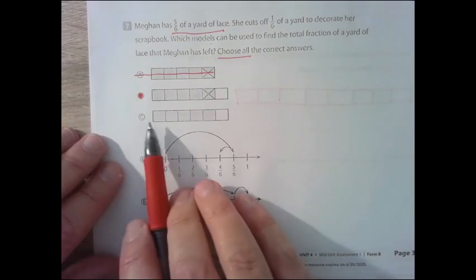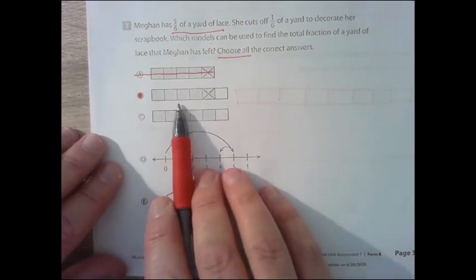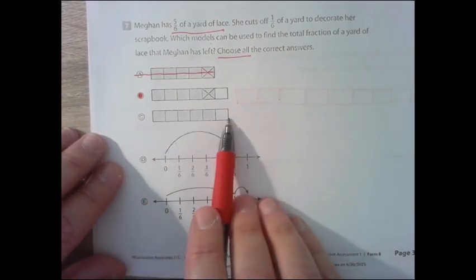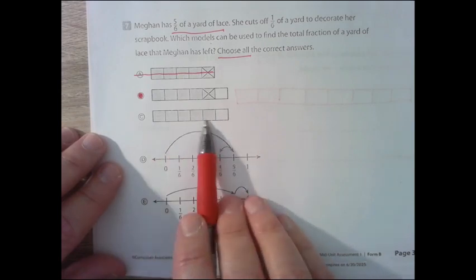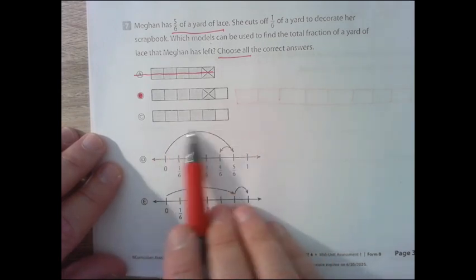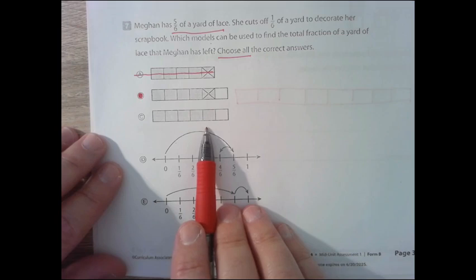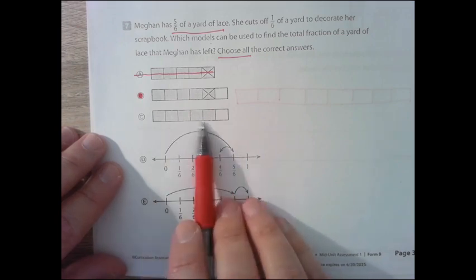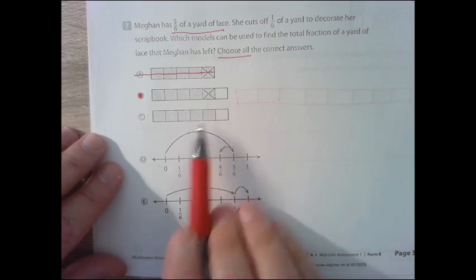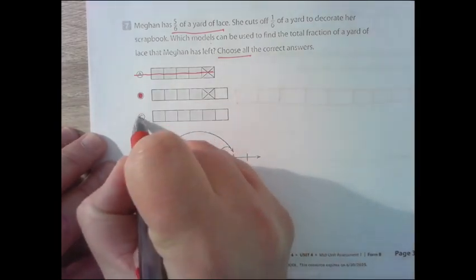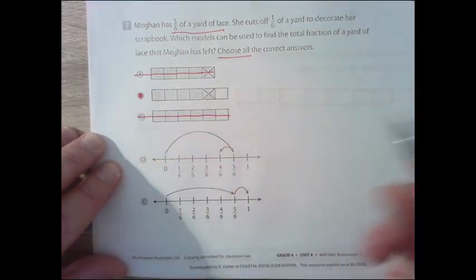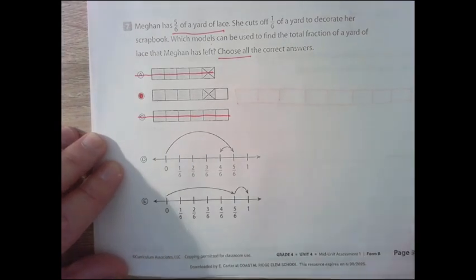Okay. Well, C looks pretty close to what B was. It's got a whole, which is 6/6. It's got 5/6 shaded in, but they didn't cross anything out. They didn't take anything away. So this is just showing 5/6. It's not taking away anything. So this is not true because, again, it just shows 5/6.